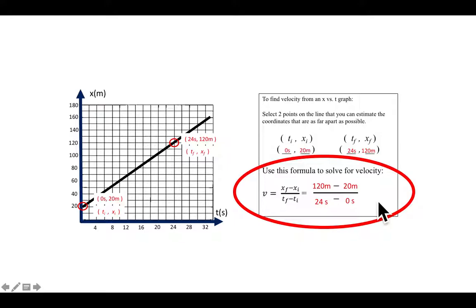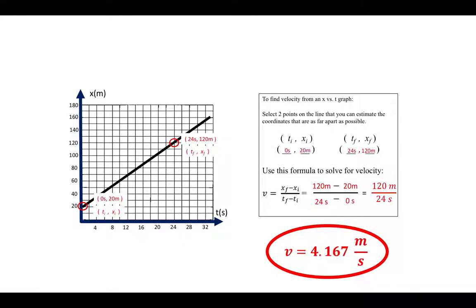So when we do that math, 120 meters minus 20 meters, then we get 100 meters over 24 seconds. So the velocity is 100 meters over 24 seconds. We're going to simplify that mathematically, and when we divide 100 by 24, then we get a velocity of 4.167 meters per second. So hopefully this is helpful.